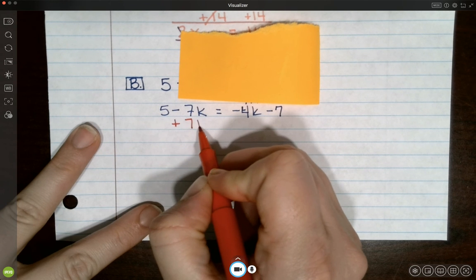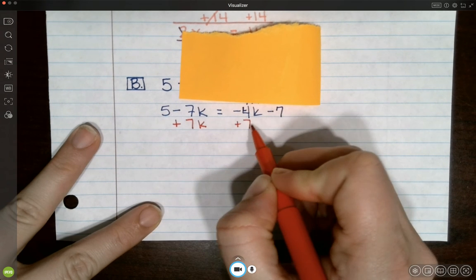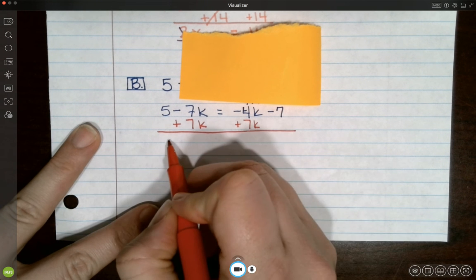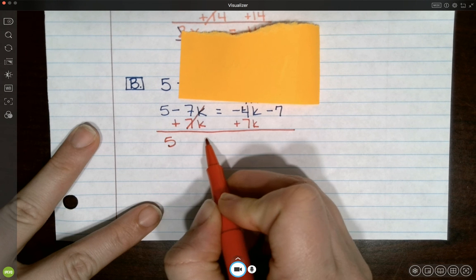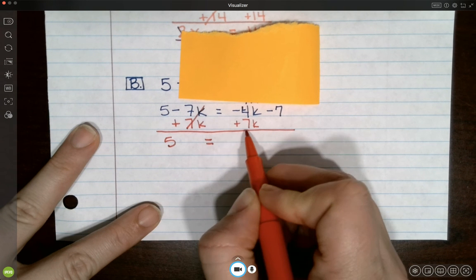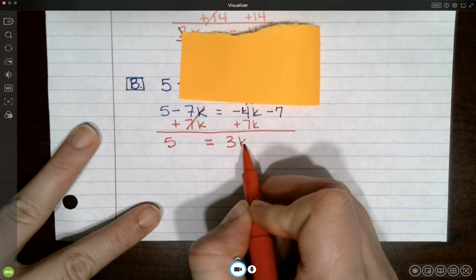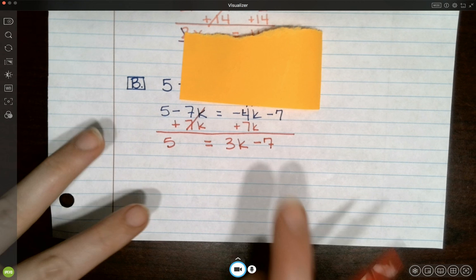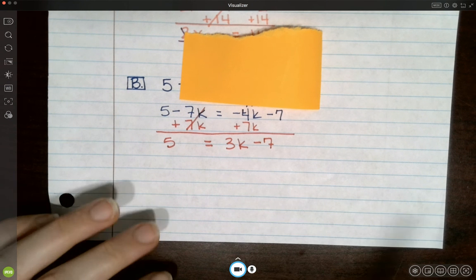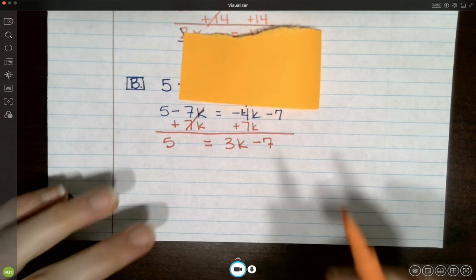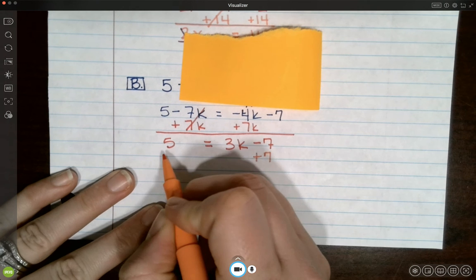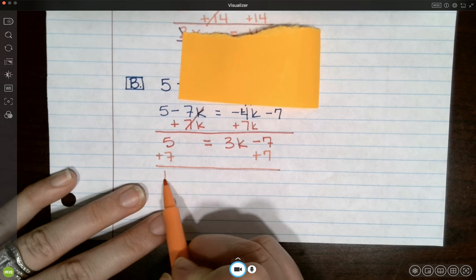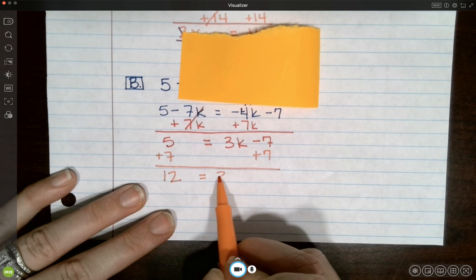Now, if I chose the negative 4k, it's not a big deal. I can still do that as long as I'm doing the opposite operations. Here then makes 5, cancels out, equal sign, negative 4 plus 7 makes 3k, minus 7. I then need to get rid of this minus 7 that's on the right-hand side because, again, my goal is to get k by itself. So I'm going to do plus 7, and what I do to one side, I'm doing to the other. 5 plus 7 makes 12 equals 3k.